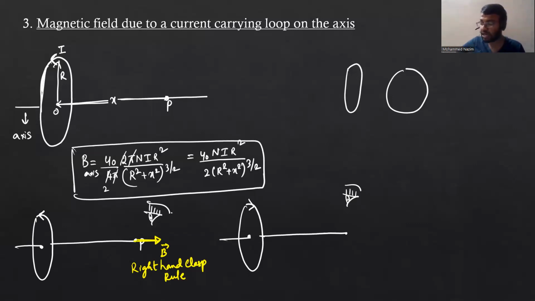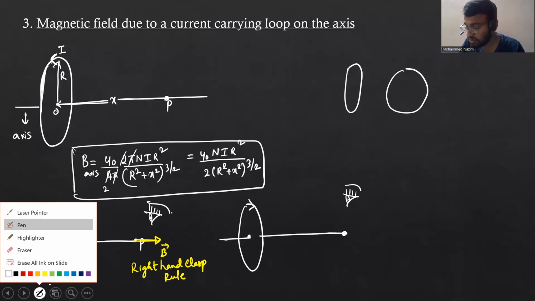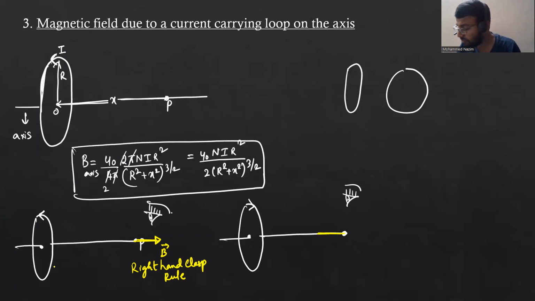The magnetic field is no doubt along the axis. The magnetic field is along the axis, but either it will be to the right or to the left, depending upon the direction of current. So in both cases, first keep in mind that the magnetic field is along the axis. All the time, you need not draw a diagram.